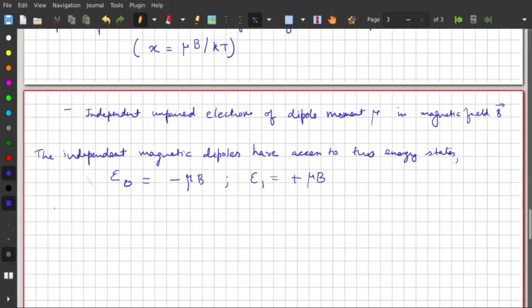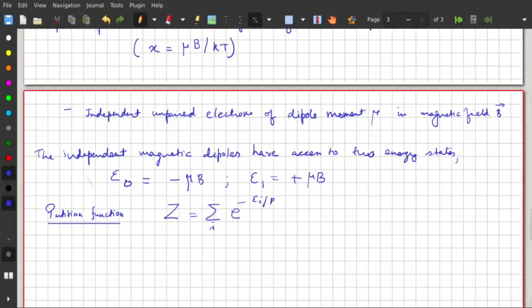Okay, so let's construct the partition function. The partition function Z is given by the sum over i of e to the power minus epsilon i by kT. So therefore the partition function Z becomes e to the power mu B by kT plus e to the power minus mu B by kT.